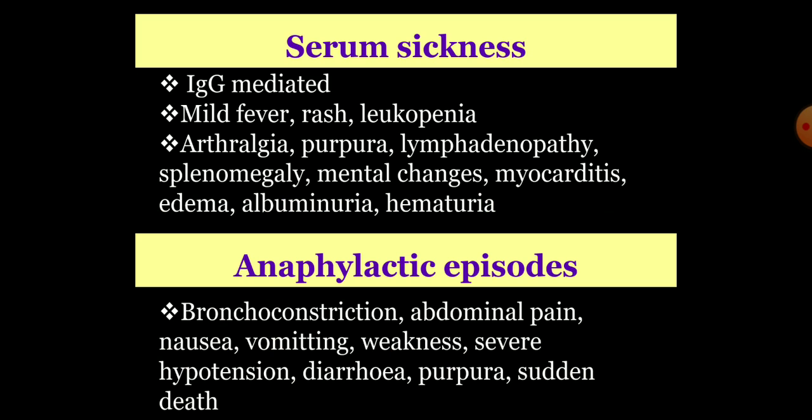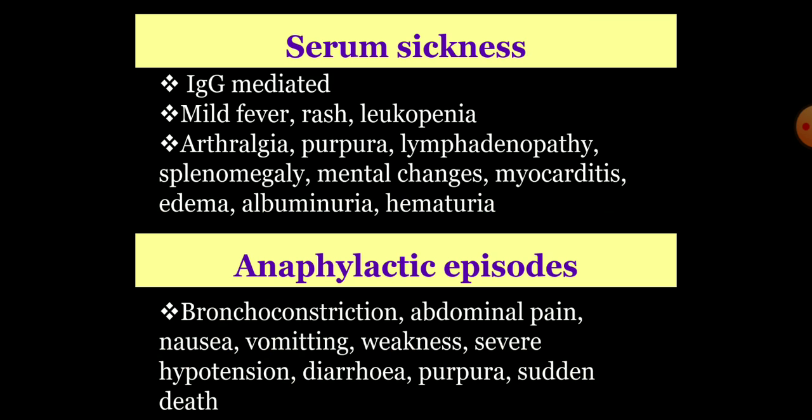You may have seen that the patient is suffering from serum sickness due to penicillin, which is usually IgG mediated, and is characterized by mild fever, rash, leukopenia, associated with arthralgia, purpura, and lymphadenopathy. Sometimes you will also see mental changes, myocarditis, edema, and involvement of the kidney, which is characterized by albuminuria.